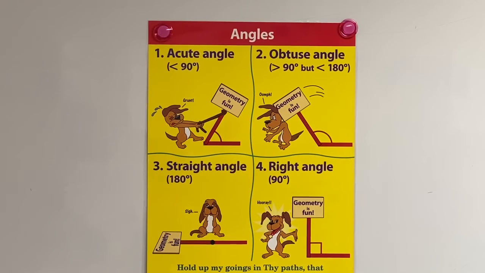For the straight angles, they are 180 degrees. And for the right angle, the way that we could determine if an angle is a right angle is if it has a square corner, because it is formed by perpendicular lines and all the right angles are 90 degrees. So for the right angle, if it's 90 degrees, then we know that it is a right angle.